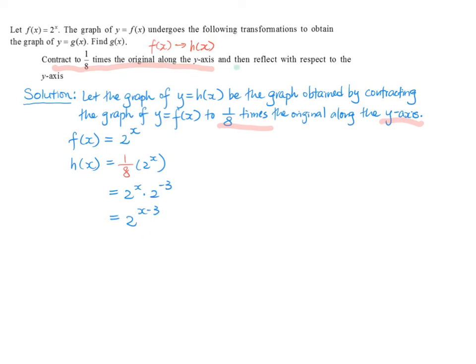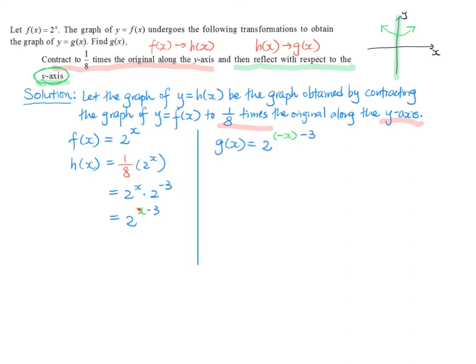Now we will take care of the second half of it. That is reflecting it with respect to the y-axis. And this is where we go from h of x to g of x. Now, because it's a reflection with respect to the y-axis, that means it's a right-left reflection. And so whatever we had for x now becomes -x. And so g of x is 2 to the power of -x minus 3.